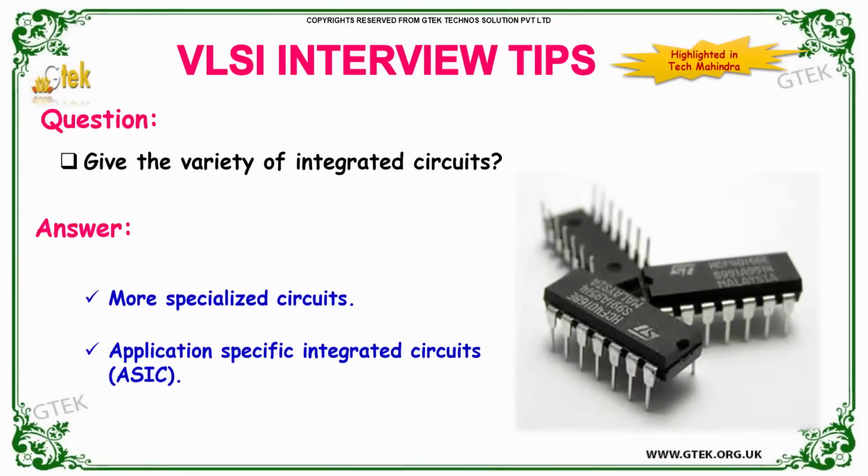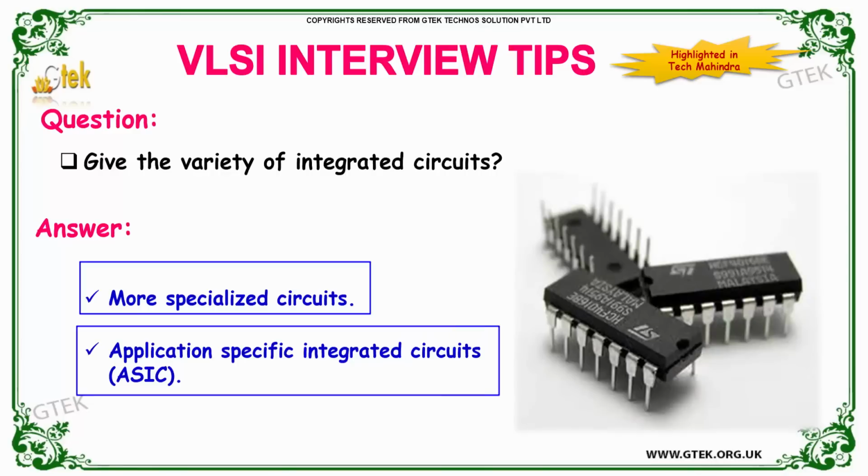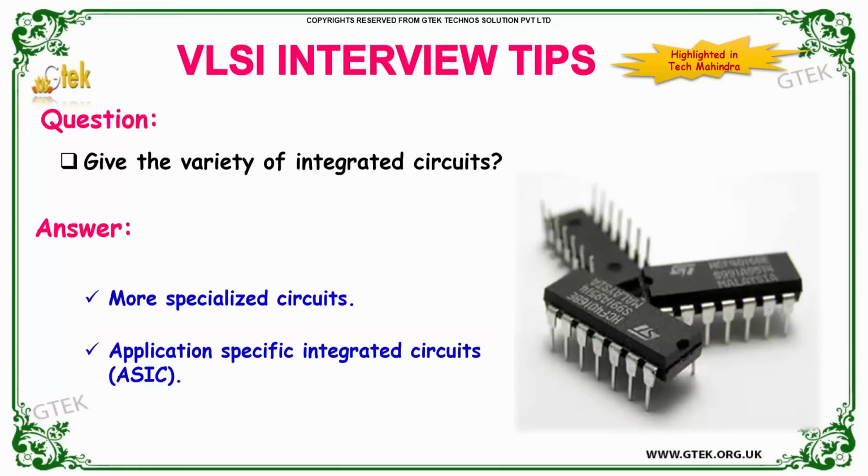We'll move on to the next question. Give the variety of integrated circuits. The first one is all about more specialized circuits, and the next one is application specific integrated circuits, that is called as ASIC. So these are the variety specification of the integrated circuit.